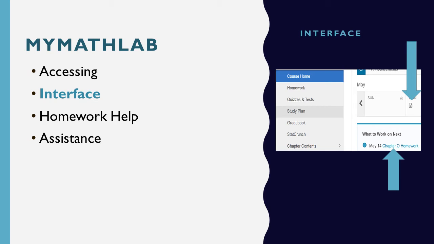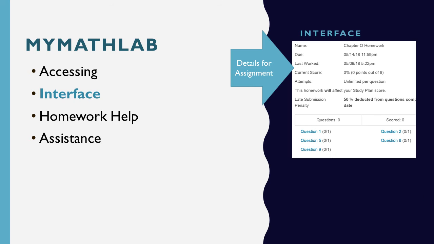Okay, so here you're looking at your interface. If I click on either one of these, either my Chapter 0 homework or my icon, I've got my calendar, it takes me over to a view that's going to look pretty much just like this. This is what you're going to get for most of your assignments.